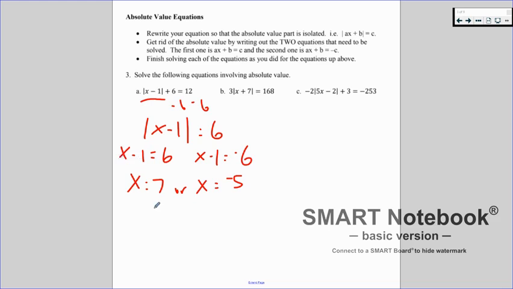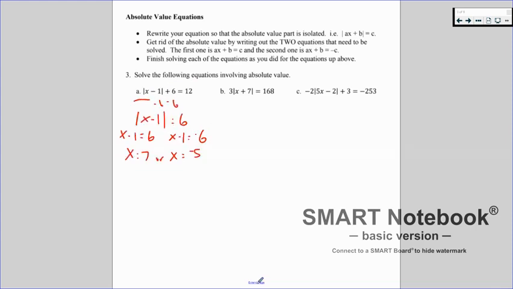You can plug those back in the original equation. 7 minus 1 is 6. Absolute value of 6 is 6. 6 plus 6 equals 12. Plug in negative 5. Negative 5 minus 1 is negative 6. Absolute value of negative 6 is positive 6. And 6 plus 6 still equals 12. So there is 3a. 3b, again, I need to get that absolute value by itself.